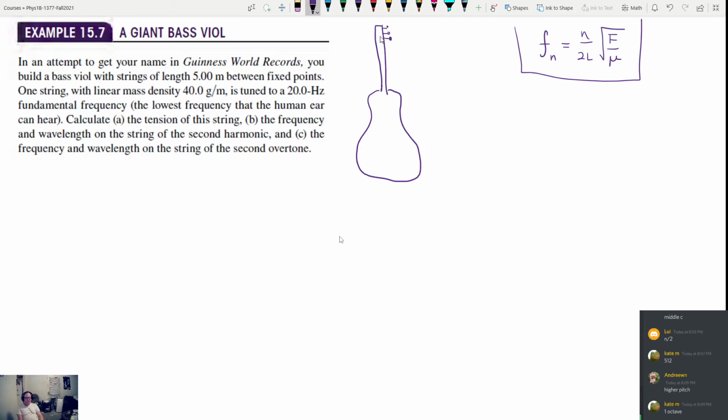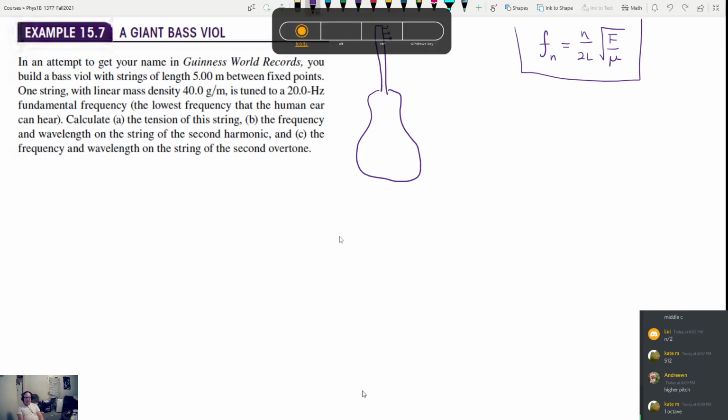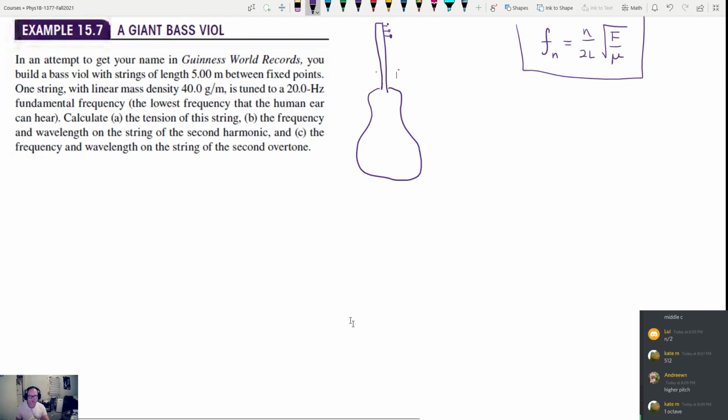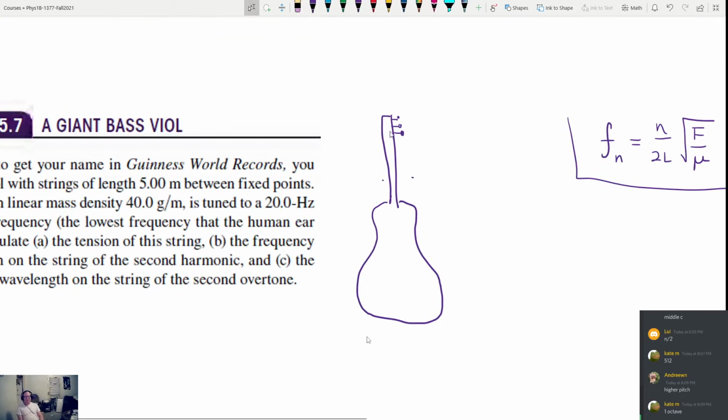Now, another thing you may have noticed on a guitar is that I didn't leave enough room here for me to draw a bunch of strings. What I could do though is zoom in a little bit, but not really.